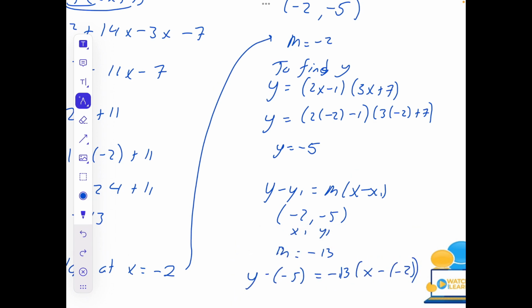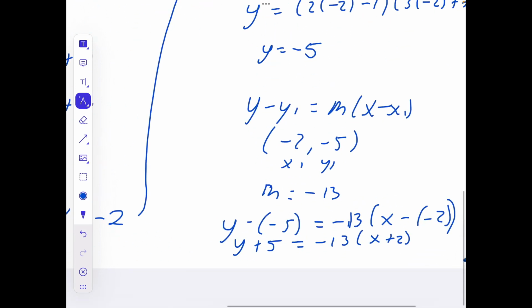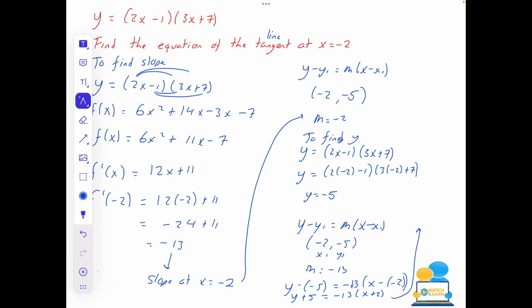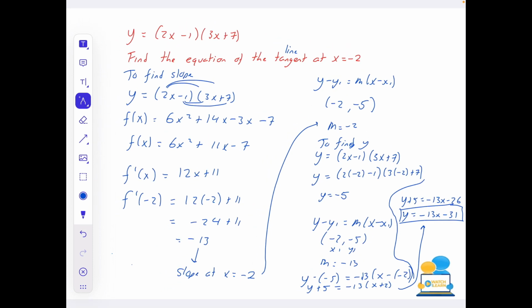Okay, make this look a little bit nicer. So it's going to be y plus 5 is equal to minus 13 and x plus 2. Right, now I'm going to have to go up here. So it's going to be y plus 5 is equal to minus 13x minus 26. So y then is equal to minus 13x minus 31 when you subtract from both sides. Okay, so that is my equation of my tangent there.